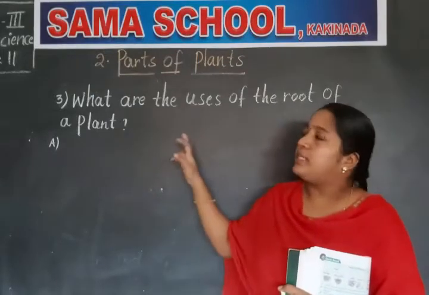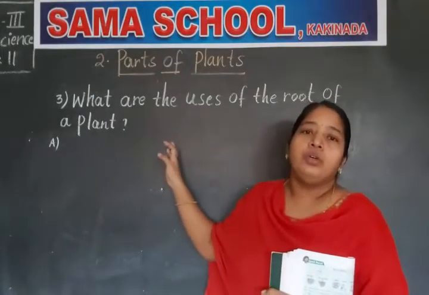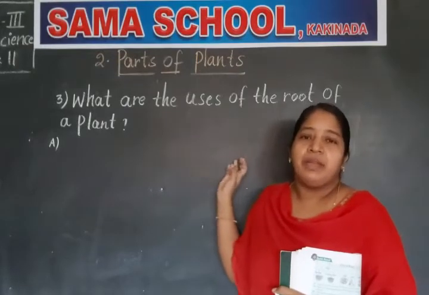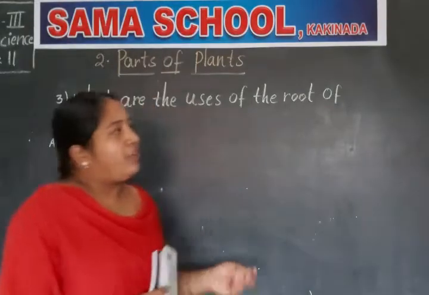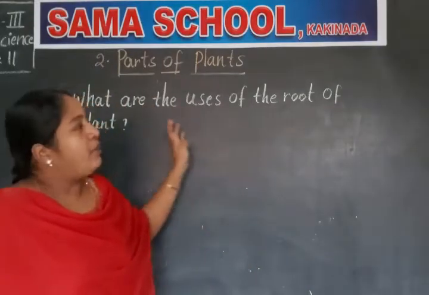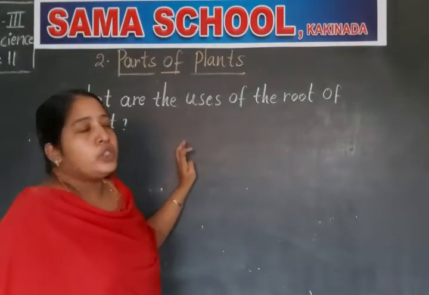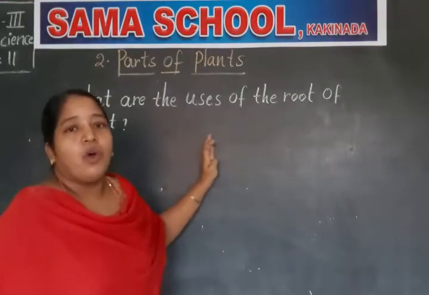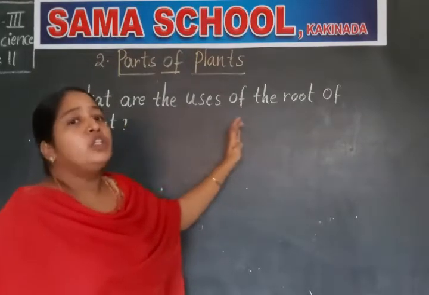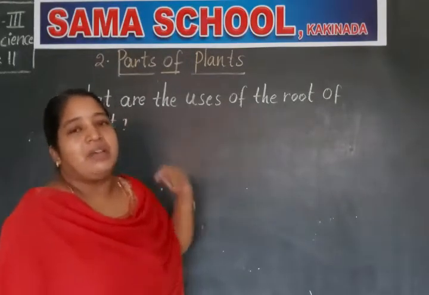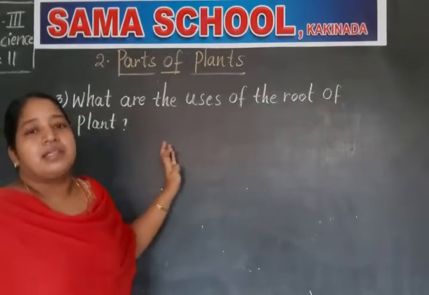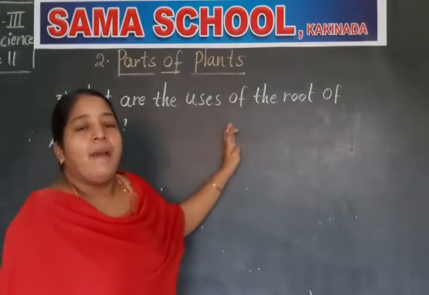Clear children? What is the main function of root? Root absorbs the water and minerals. Minerals are nothing but the substances which are used for the growth of a plant. Without minerals, the plant will not grow. So roots absorb water and minerals from the soil, and we eat some of the roots as our vegetables, root vegetables. Example, radish, carrot, beetroot.